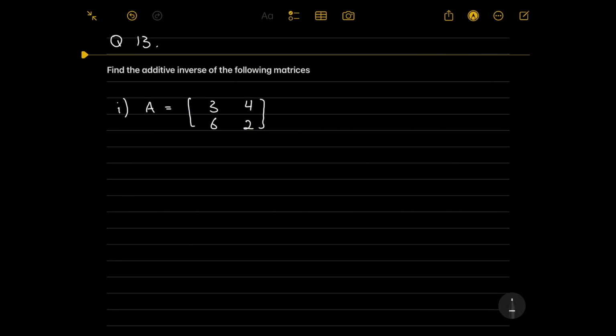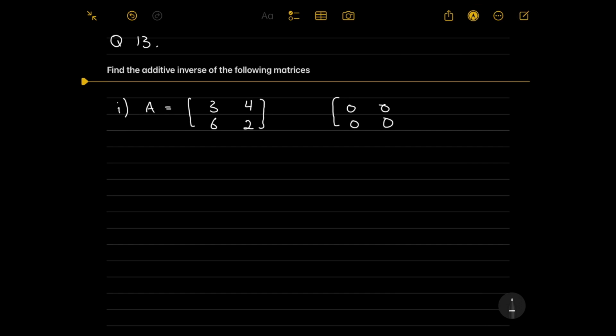It is find the additive inverses of the following matrices. So additive inverse means the matrix which we have to add with this matrix to get a null matrix. We know that all the elements of a null matrix are zeros. So finding additive inverses is easy. Just add the same number with the opposite signs.